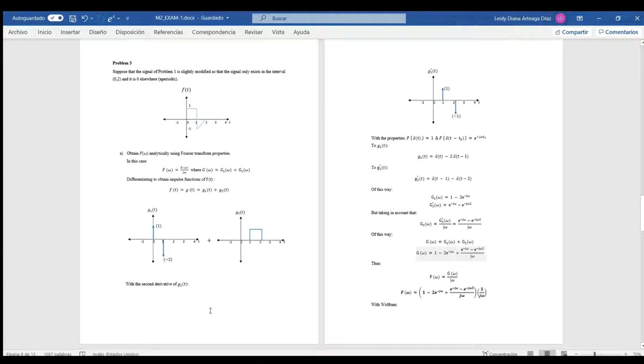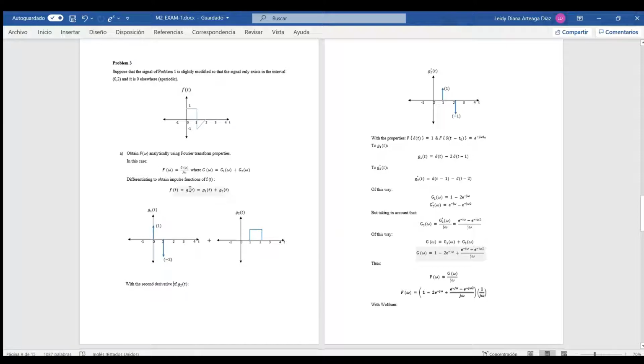Problem 3. The original signal was modified to a periodic signal from 0 to 2. In part A, to obtain the Fourier transform, it was necessary to make a derivative transform g(ω) that is divided by jω, corresponding to the integral of the derivative, and in this way obtain the Fourier transform.